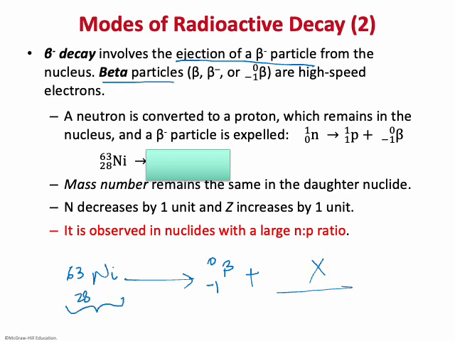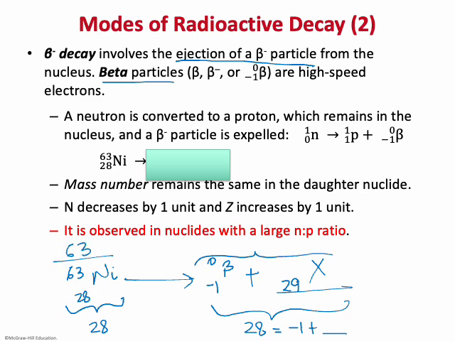I'll assume it's X, subscript 28. So on this side it should also be 28. Total -1 plus something is 28, which means that something is 29. Superscript 63, which means this total should be 63. So 0 plus something is 63, so that something is 63. Now what is X? How do we find it? If you look up the periodic table for the atomic number 29, it is copper. So it gives you copper 29.